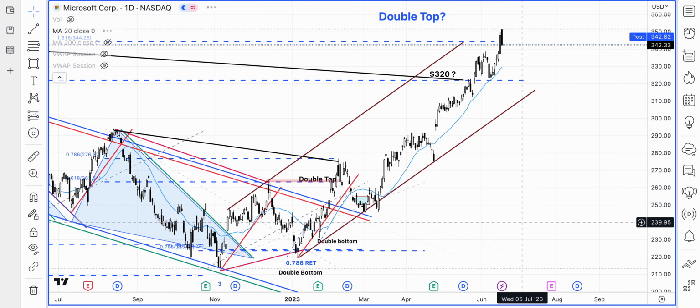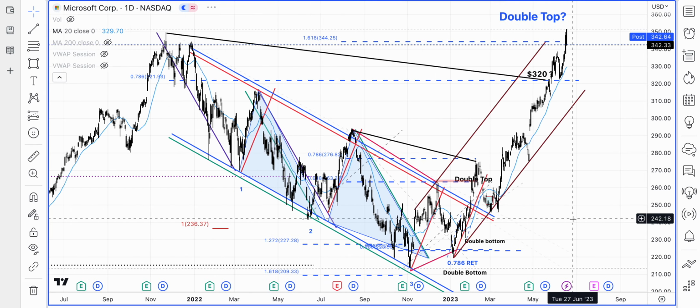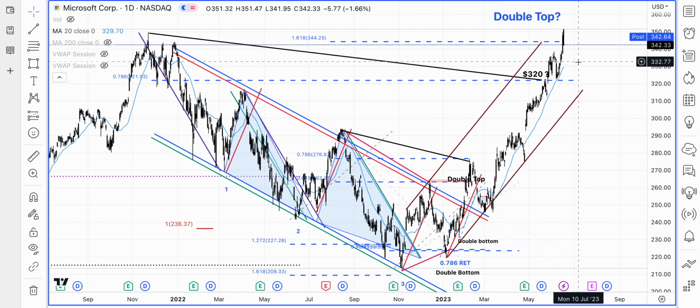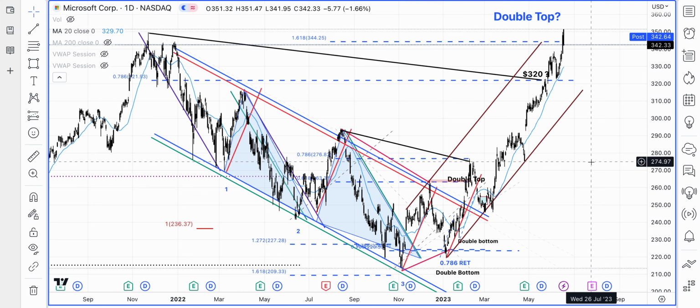Let's take a look at Microsoft. The Microsoft stock is very interesting, and of course we were looking for the $320 per share level as our target. It met our target, it also exceeded our target, so that's good.